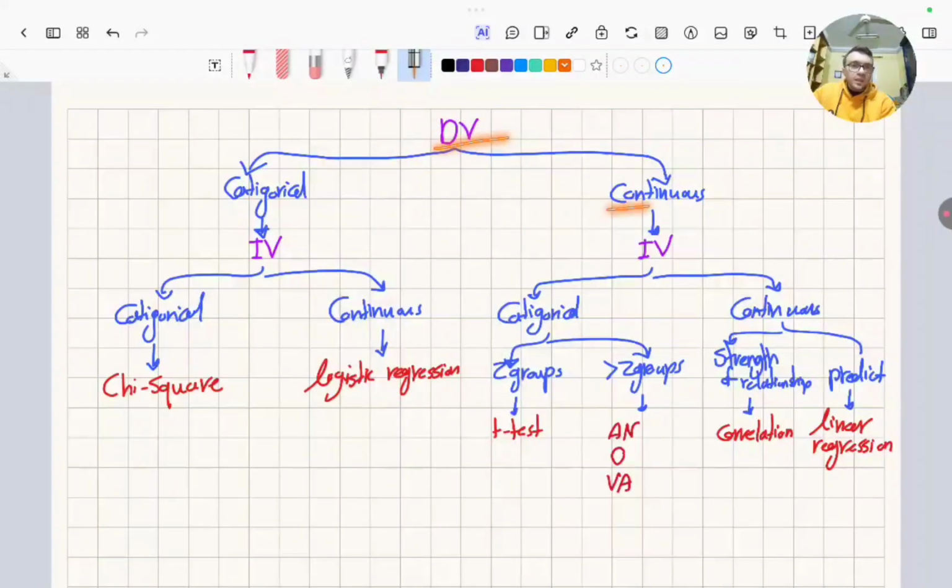And if the dependent variable is continuous and the independent variable is categorical, it's a little bit hard here. You should identify the number of groups. If it's 2 groups, you use t-test. And if it's more than 2 groups, you use ANOVA.